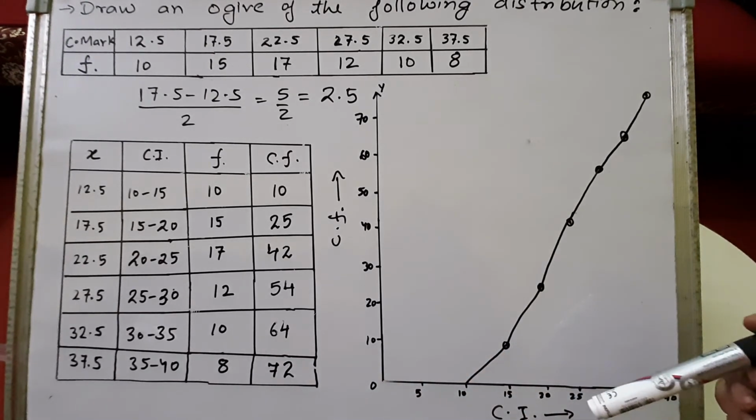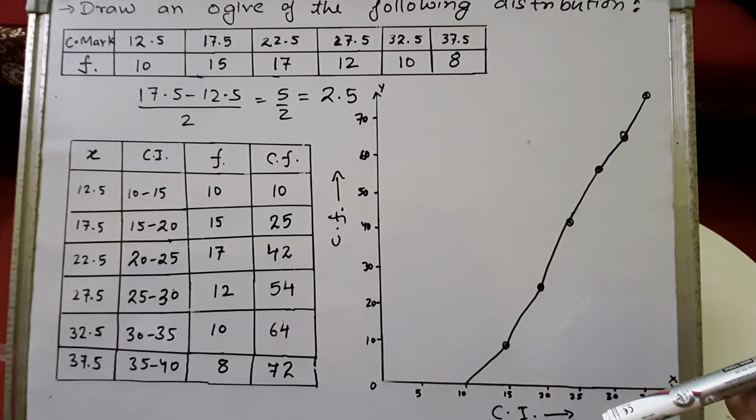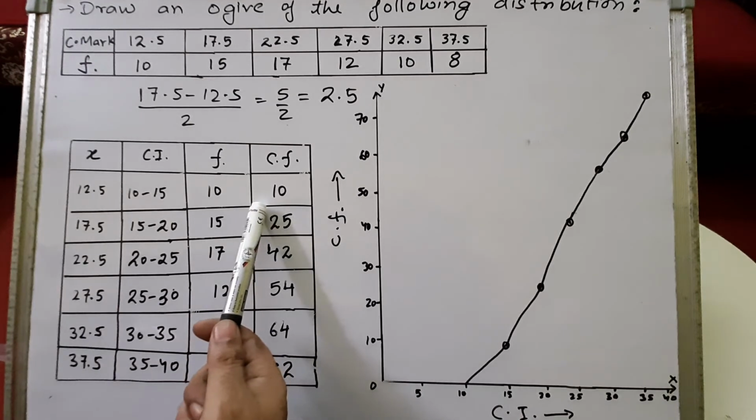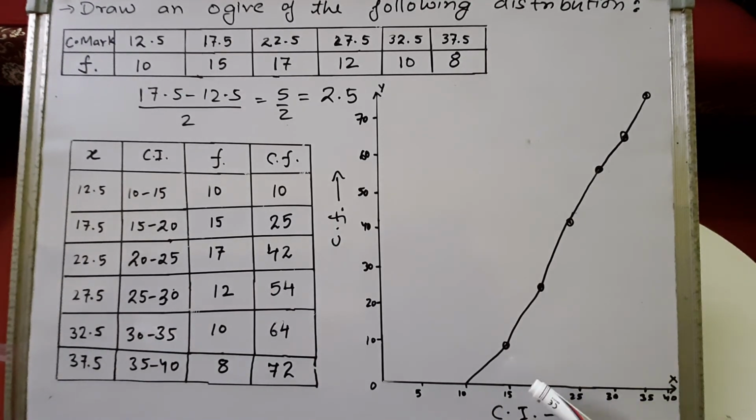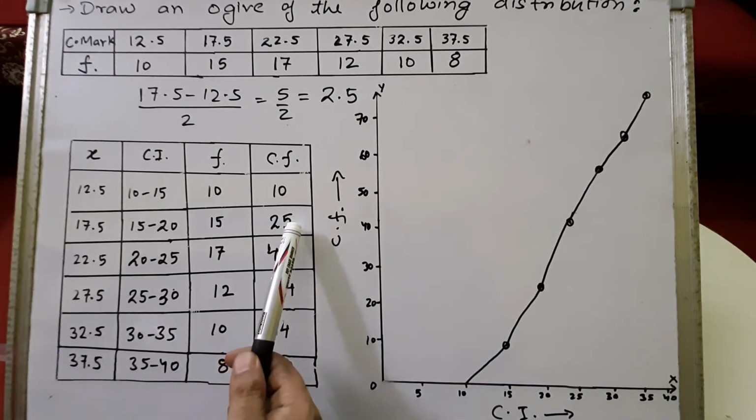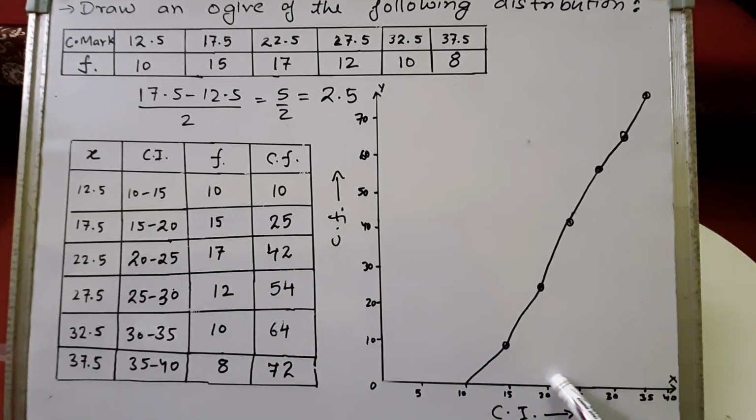Now let's start plotting. What we discussed in the points is that the cumulative frequency will always be plotted at the upper limit of the class. That means the cumulative frequency of the first class is 10. This 10 will be plotted at the upper limit, which is 15. So when you plot 10 at 15, we get this point. Then this 25 will be plotted at 20. Then this 42 will be plotted at 25. Similarly, we get all the points.